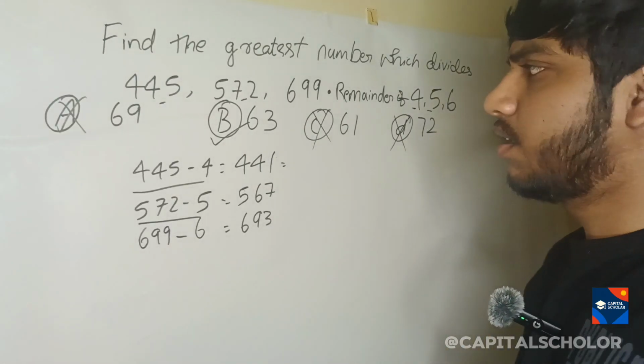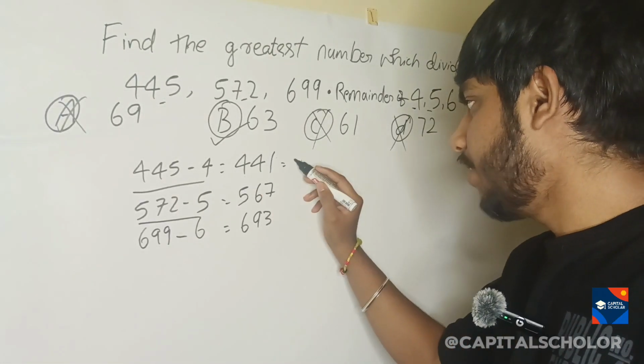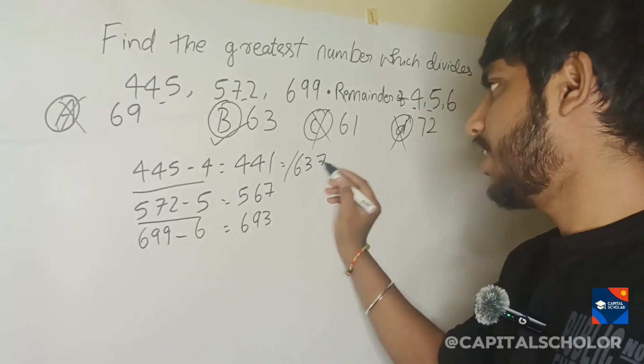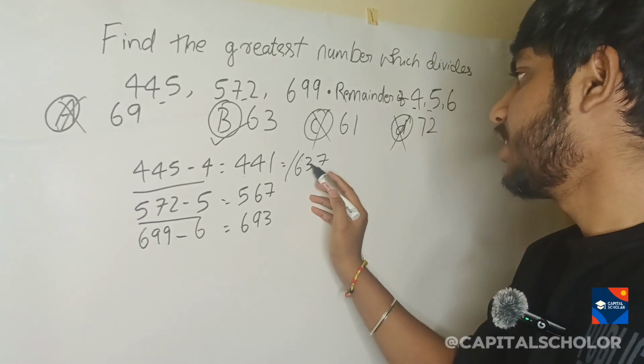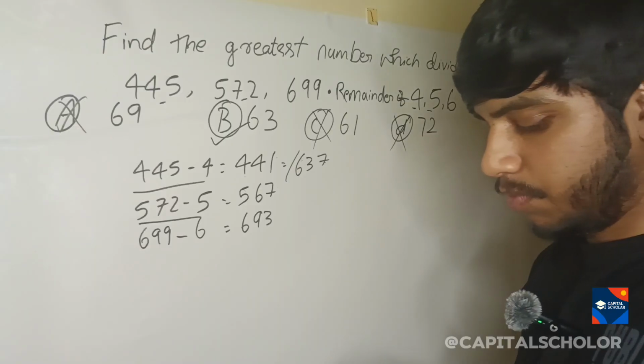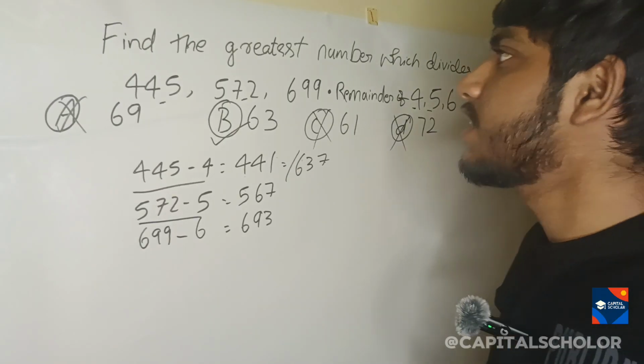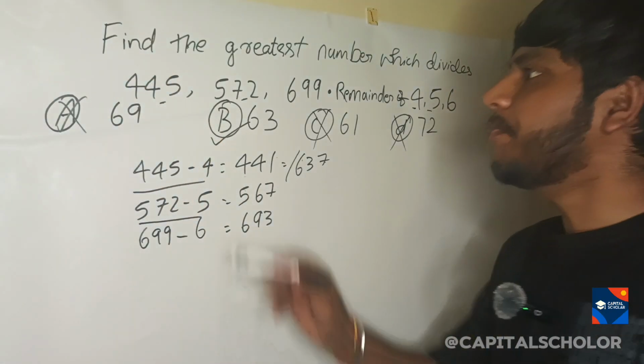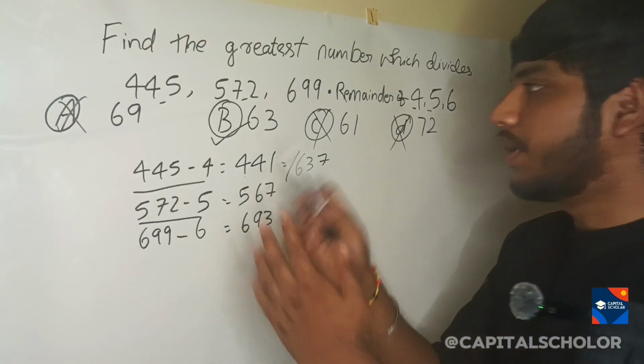You can divide 441 divided by 63. It will be 7, I think. 63 sevens are 441, I think. So it's an easy task, and I hope it has helped you to understand this.